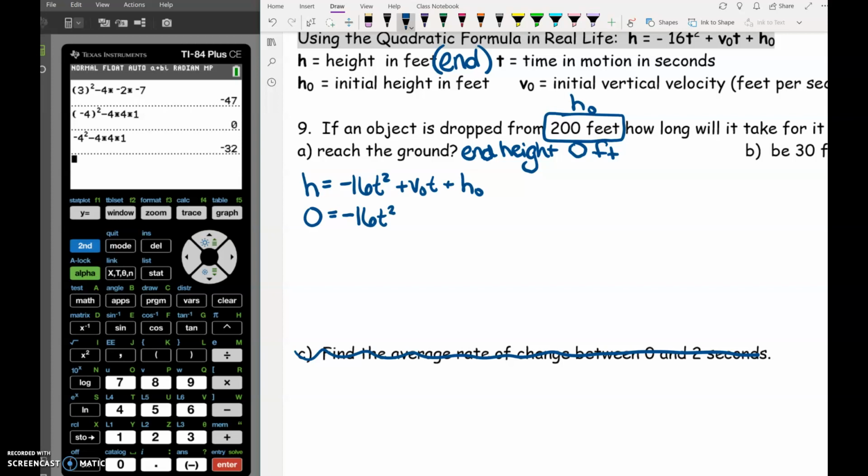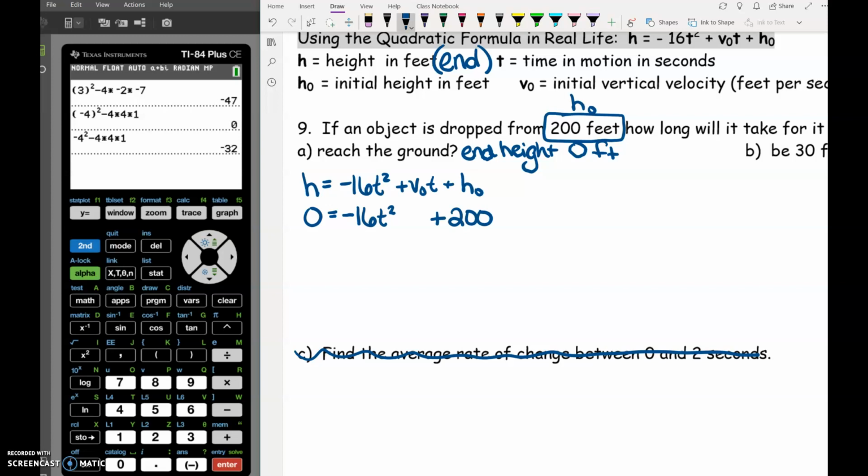Did you see anything in this problem about initial velocity? Okay, it's 0 because we're dropping. We're not like throwing it downward. We are just letting it go. So the initial velocity is 0. Do we need that term at all? No. And our initial height is 200 feet. So really we have the equation 0 equals negative 16t squared plus 200.